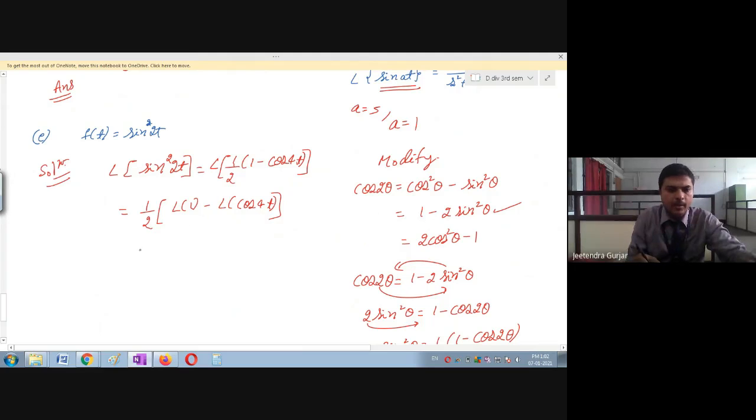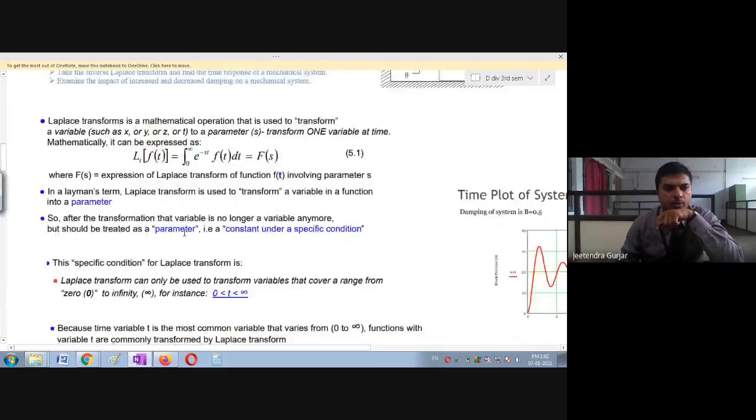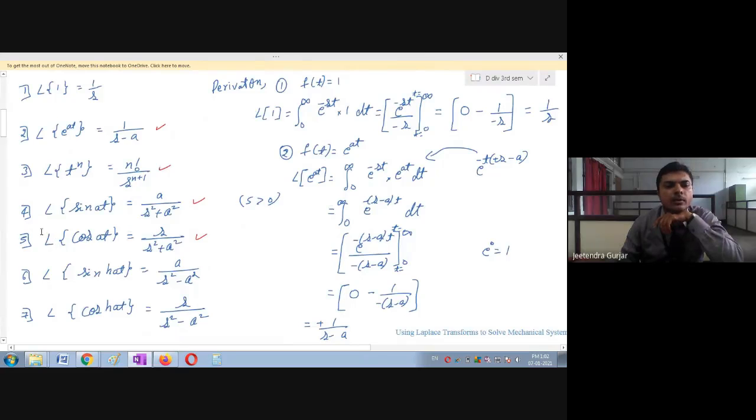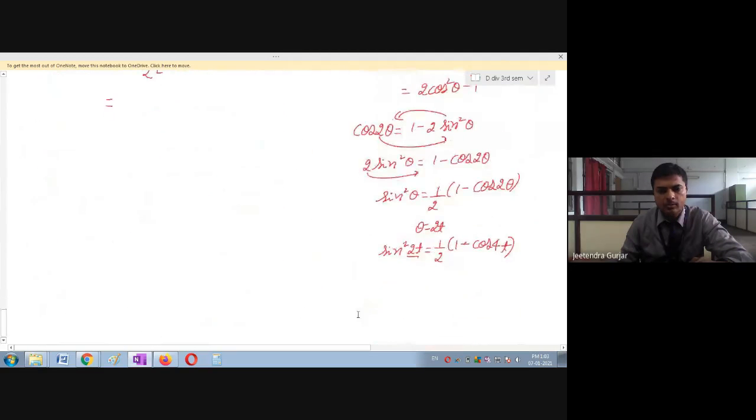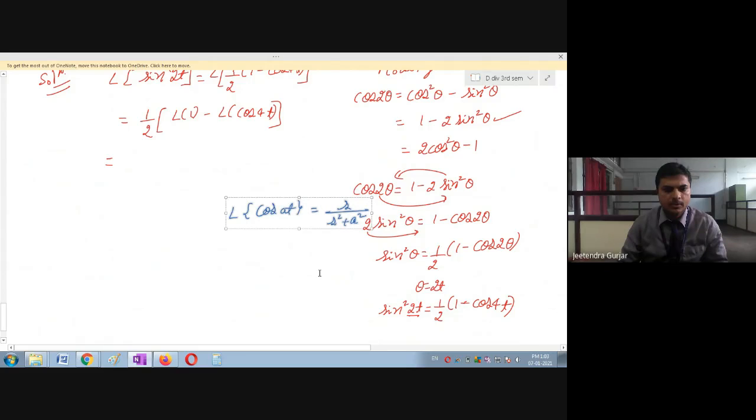So you can see I have made it in the standard form. One can easily see which formula I'm going to use. Yes, I'm going to use two formulas, that is L of 1 is equal to 1 upon s, and the Laplace transform of cos at. I'm going to use these two formulas. So you can note it down once again. If possible, write it down beside this. Okay, so which formula I'm going to use? I'll just write it down here. Fine. This formula I'm going to use.